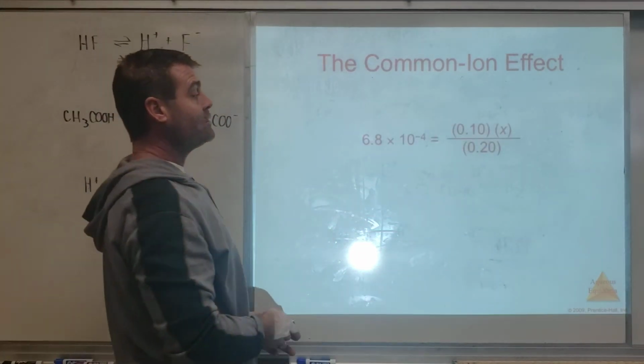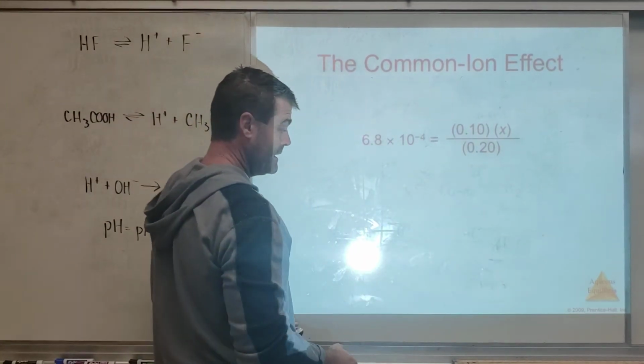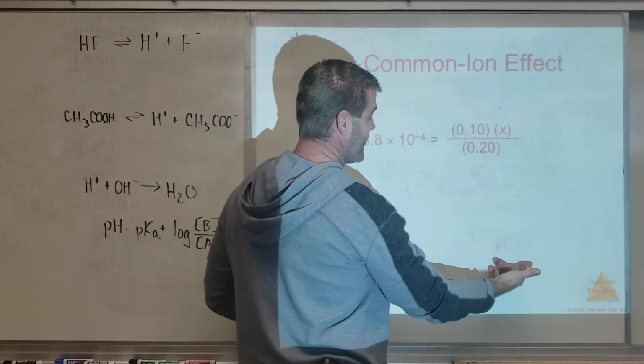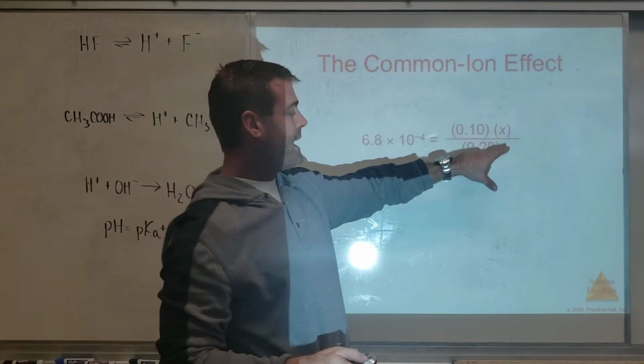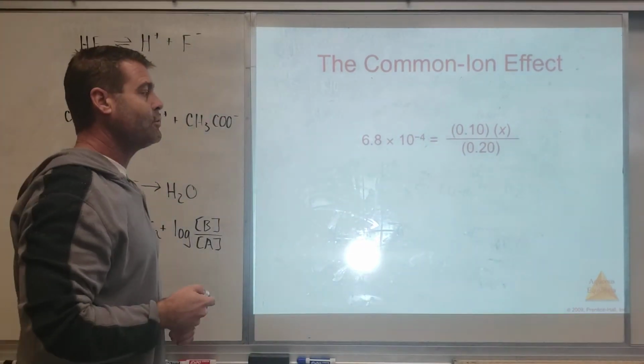Then we take those equilibrium values from the bottom of the ICE chart and plug them into the equilibrium expression. And remember, X equals the fluoride ion concentration.